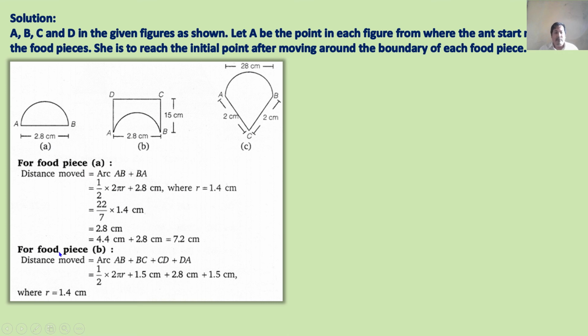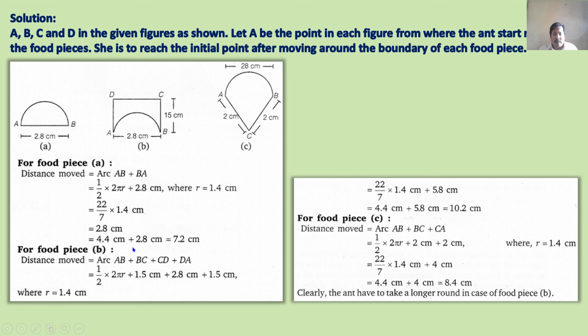Then for foot piece B, the distance moved by the end will be arc AB plus BC plus CD plus DA. You got here, isn't it? Then arc AB, as we know, is half of the circumference. This is a semicircle, isn't it? So the two and the two will be cancelled as before, and after that we are having here pi r.